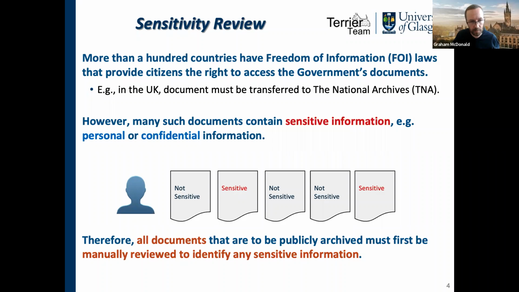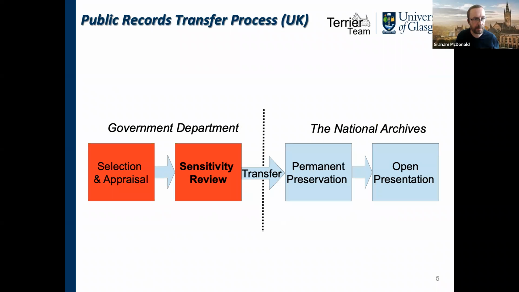So this sensitivity review process fits within a larger public records transfer process. This is particularly related to the UK, but many other countries have a similar process in place. First off, we've got selection and appraisal, which means that you have to identify any records, as they refer to them, any records that are of public interest or historical value. Once you've selected those documents, these are the documents that should be transferred to the public archives. They must first be sensitivity reviewed, and then after the sensitivity review, that's when they go into the public domain.